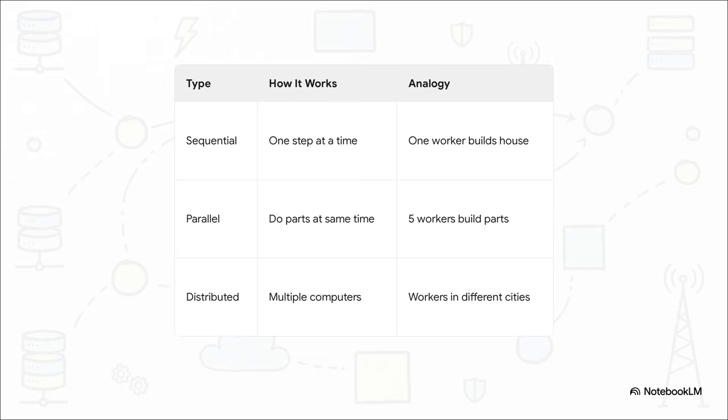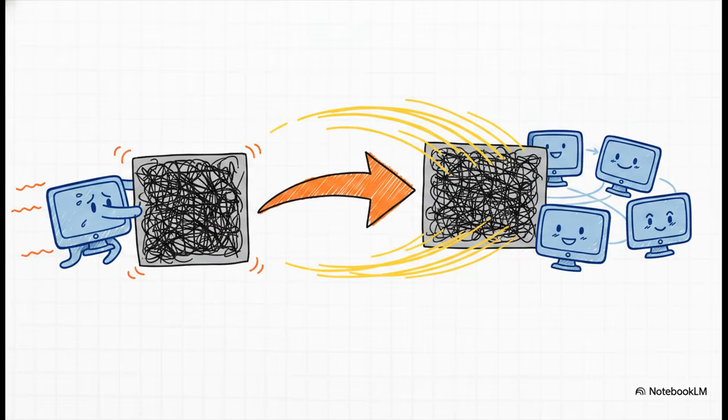Then there's parallel. Now you've got a whole crew. 5 workers, all building different parts of the house at the same time. Way faster, right? And then you have distributed, which is the whole shebang. Now you've got teams in totally different cities, all working together, coordinating to build that one house. And this idea, this working in parallel, or in a distributed way, it's what makes so much of our modern world possible. We're talking about everything from predicting hurricanes to rendering the graphics in your favorite video game.